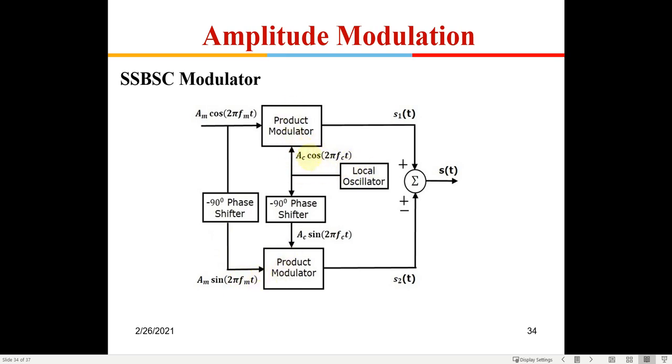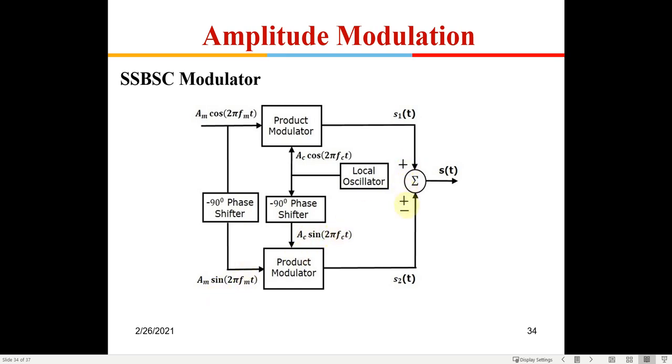Here you have the local oscillator carrier signal. So cos A into cos B, right? If you multiply these two things, you will get cos (A plus B) and (A minus B) here. And you are doing a 90-degree phase shift, and you are doing it with a sine. So sine A sine B, right?